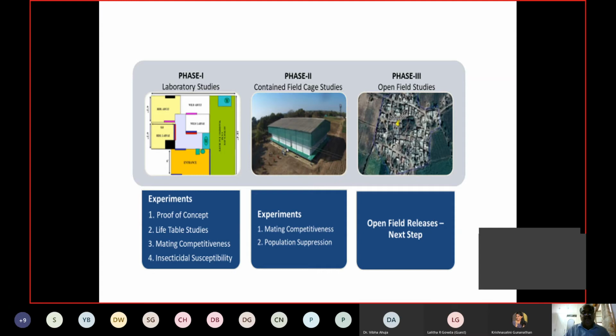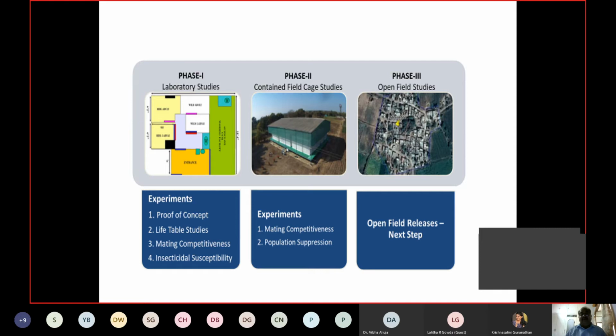So, looking at the various distinctive features of the laboratory experiment: phase one, the containment; field containment studies, phase two; and after that, the field release experiment, phase three. I have discussed with you the structural requirement of the laboratory studies, the ACL2 laboratory, and we will also see what is the structural requirement of the containment structure for meeting phase two.